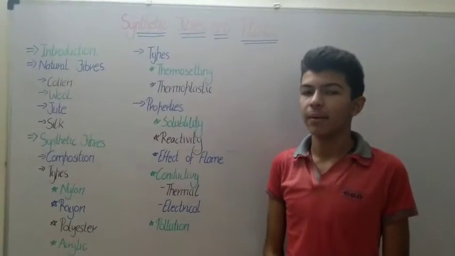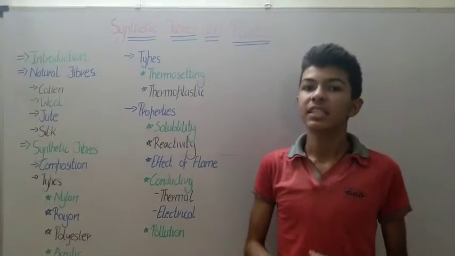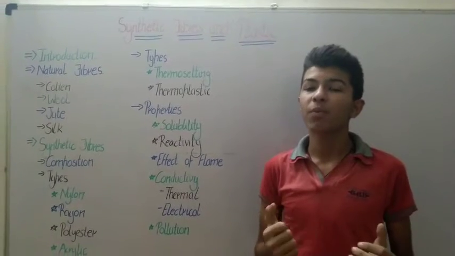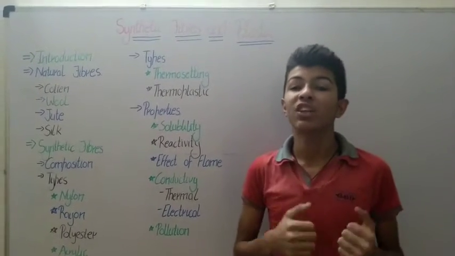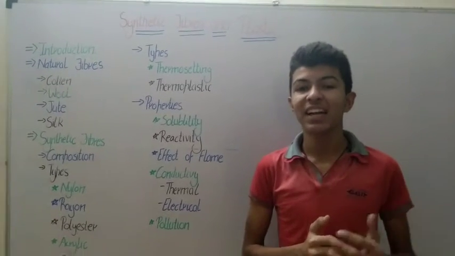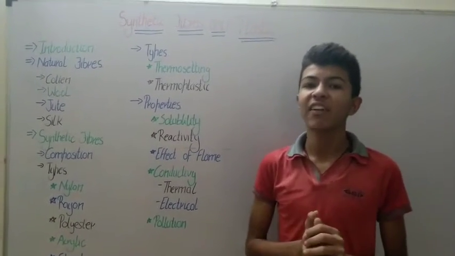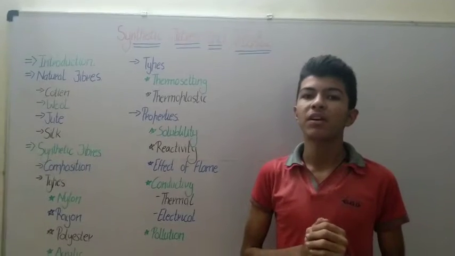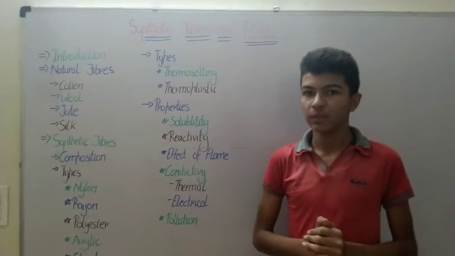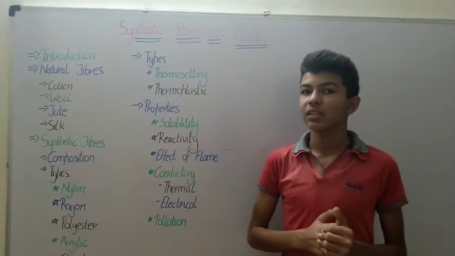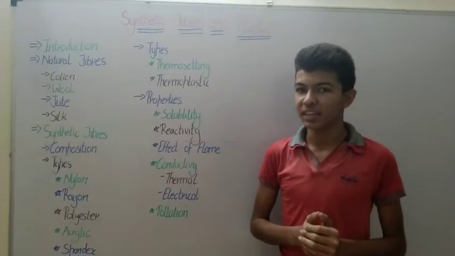So what is a synthetic fiber? A synthetic fiber is obtained from chemical processes. Before synthetic fibers, we used natural fibers. In the previous classes, we have learned about natural fibers, their properties, and how clothes are made from them. So let's revise what we have learned in the previous grades.